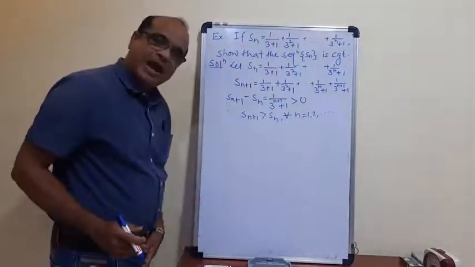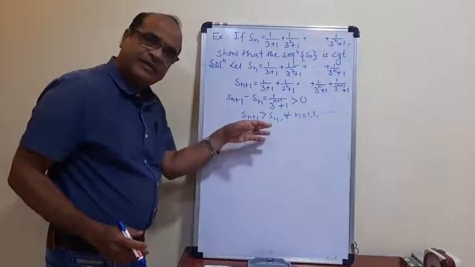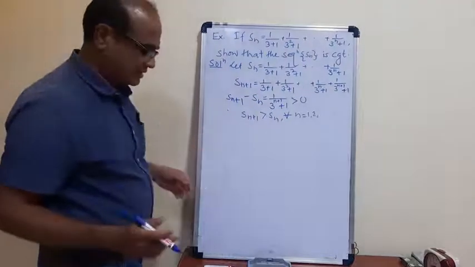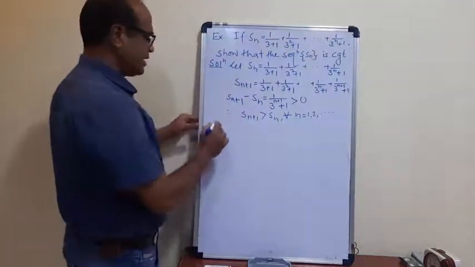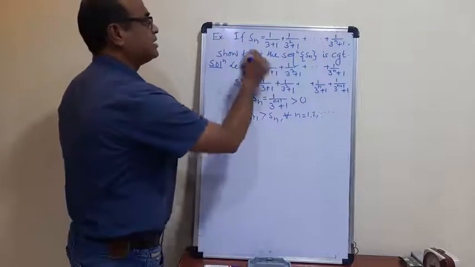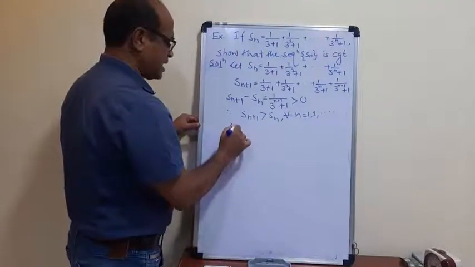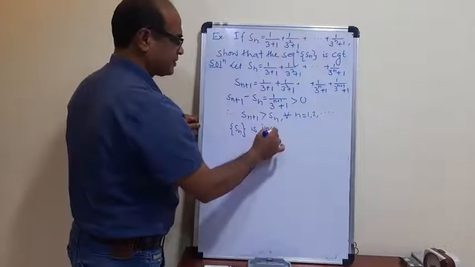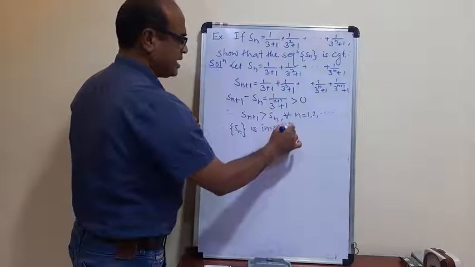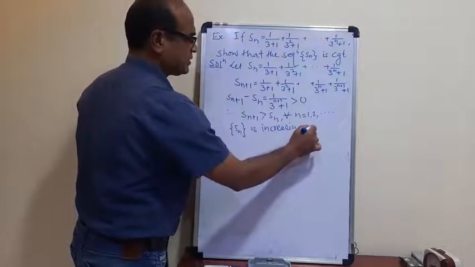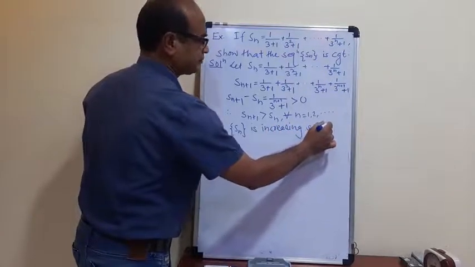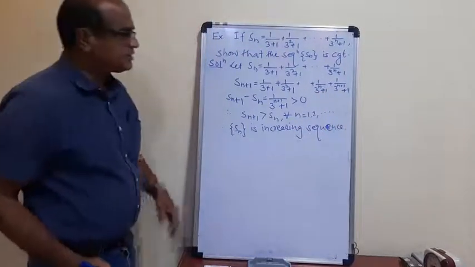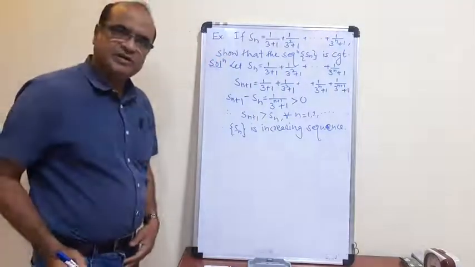So what does it imply? Sn plus 1 is greater than Sn. This is the definition of an increasing sequence. Therefore this sequence Sn is increasing, meaning non-decreasing, an increasing sequence. So this is the first part of the solution.